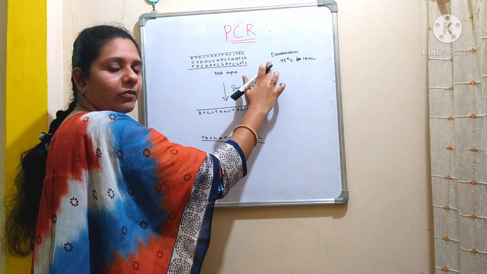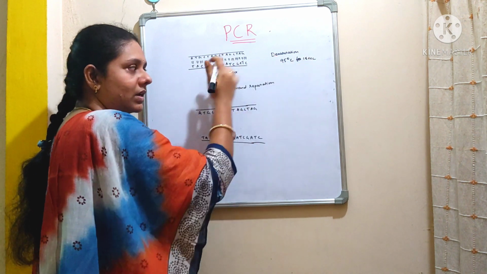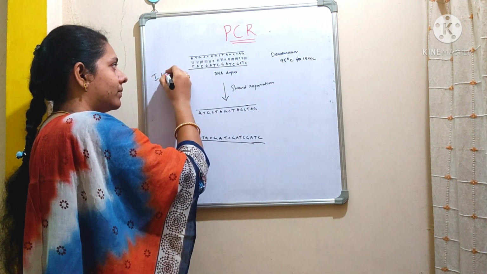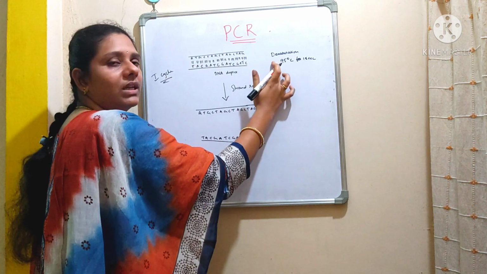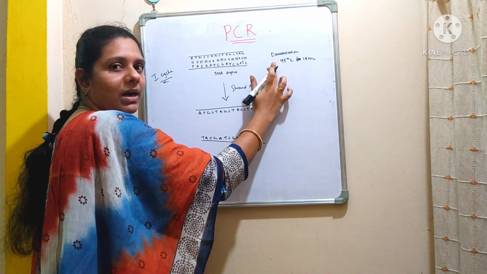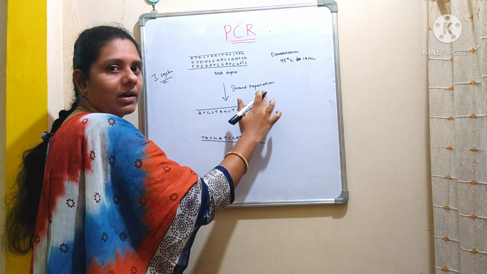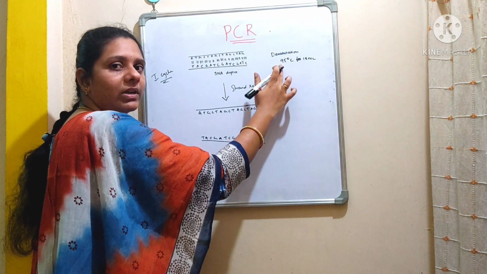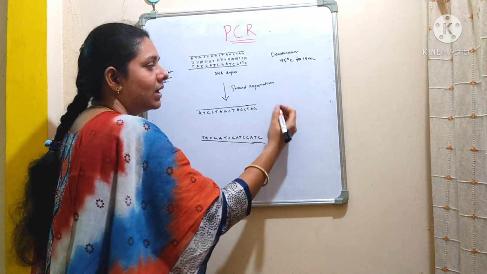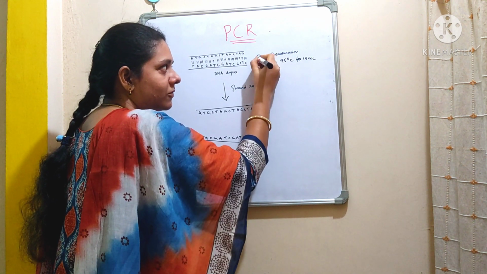So in the first step of PCR, that is in the first cycle, the denaturation takes place, nothing but the separation of the strand occurs, applying a temperature of 95 degrees centigrade for 15 seconds. And what is the second step? This is the first step.